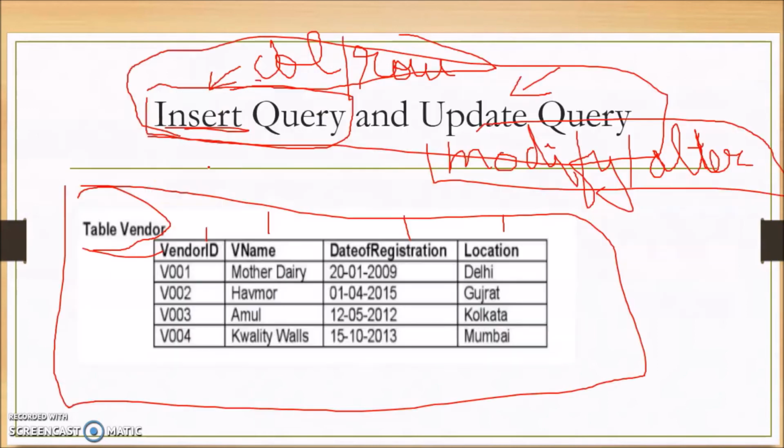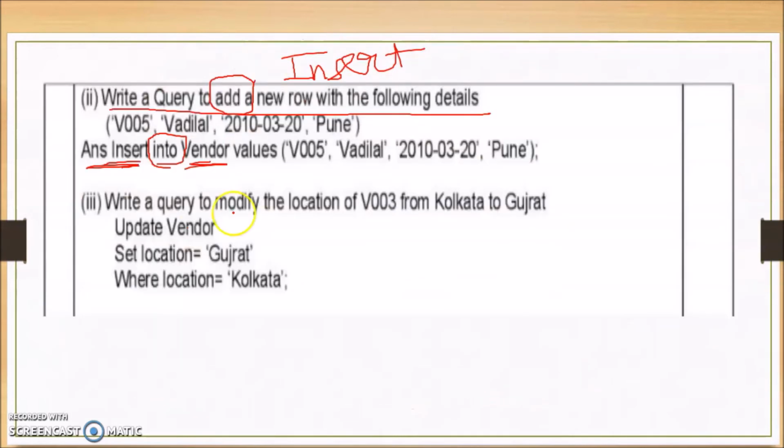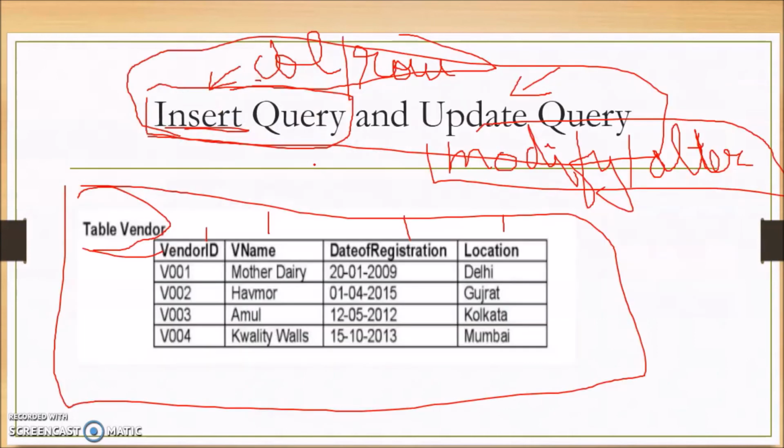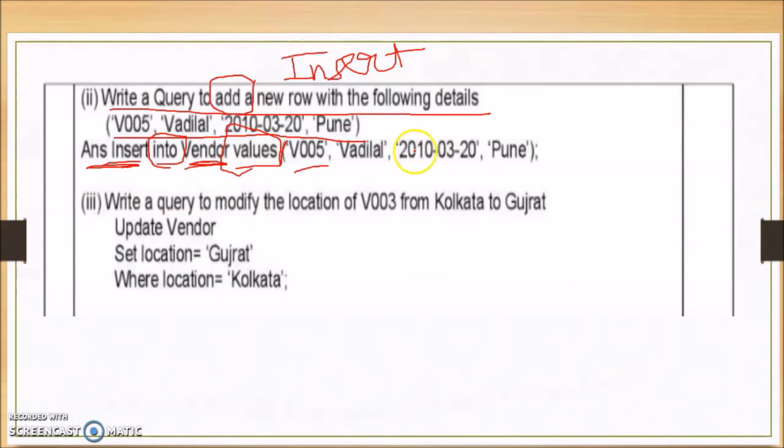If you can see, there's the table vendor. We were working on this table. So insert into, the table name is vendor, then values. This is another keyword which is used with insert. In this we would be writing in brackets, and you would write this as it is: the vendor ID, vendor name, date of registration, and the location.